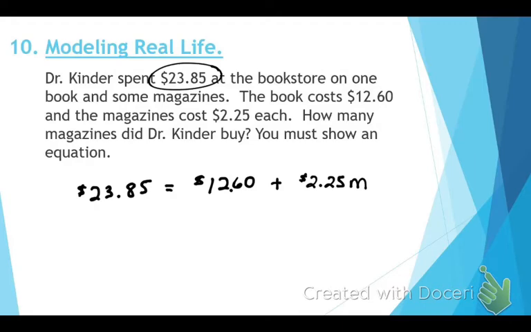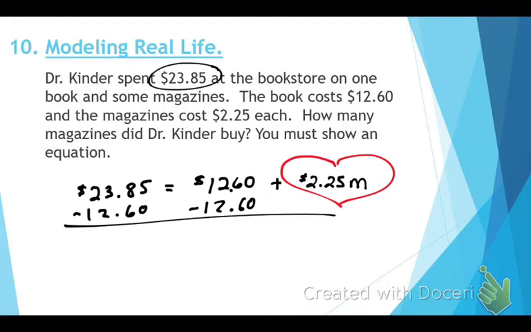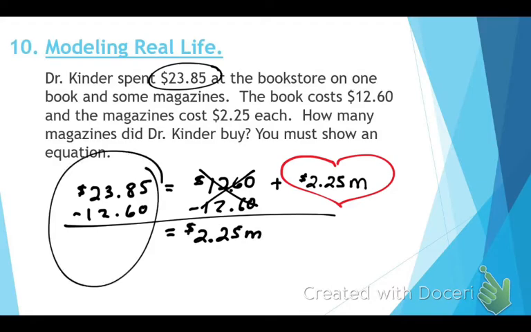Now it says, how many magazines did he buy? The whole goal is to get this M by itself. Okay, so I'm going to get rid of the $12.60. How do I get rid of that? I have to subtract $12.60 on both sides. Drop down your equal sign. This cancels out. On the right side, I'm left with 2.25M. Guys, on the left side, what is this answer? $11.25. Now we need to get M by itself.